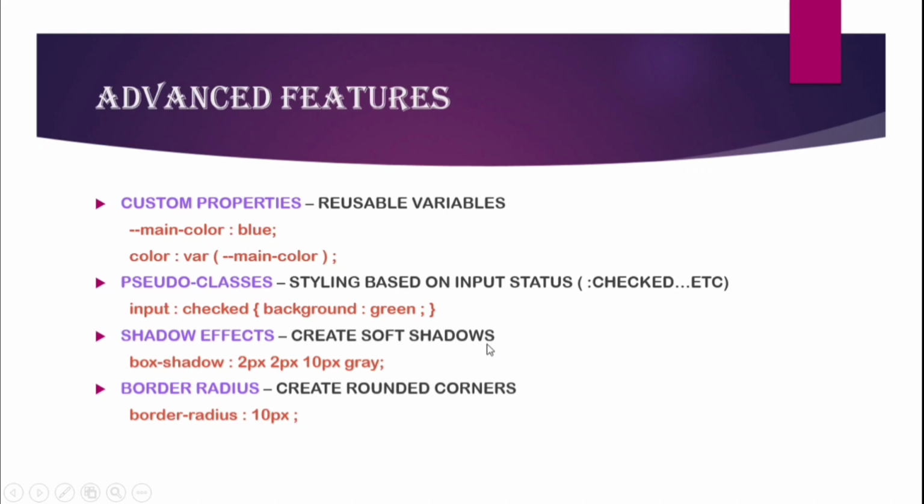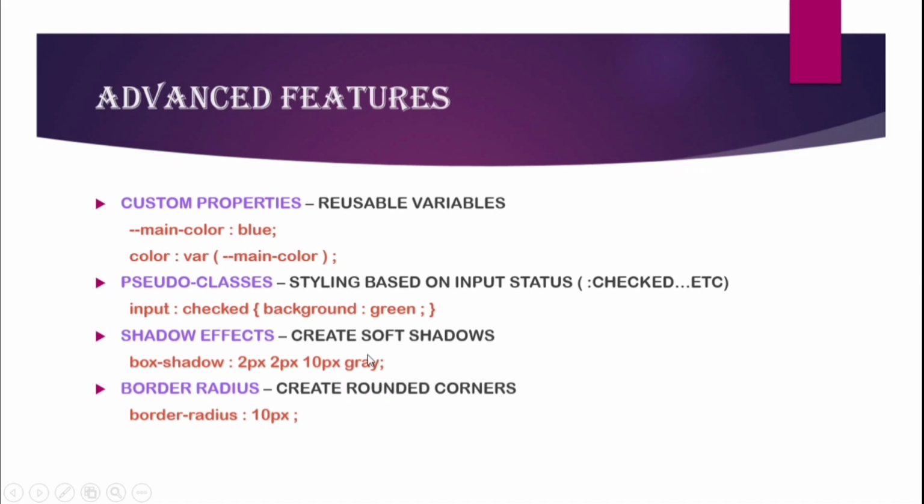That is nothing but the pseudo classes. Then we have shadow effect. It will create a very professional look to a website. So shadow effects are very important. You can create soft shadow effects by using box-shadow: 2px 2px 10px gray. You can also mention the colors. Whatever color you want to add for the shadow effect, you can add any color that you want.